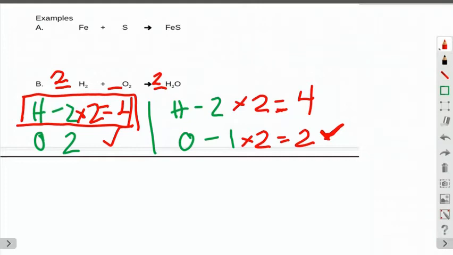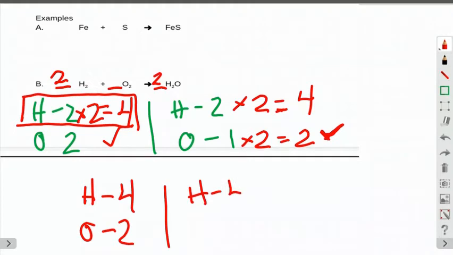So once you finish adding your coefficients, you can do this kind of check method again. Now, on the left, we have 4 hydrogens. On the left, we have 2 oxygens. On the right now, we have 4 hydrogens and we have 2 oxygens.